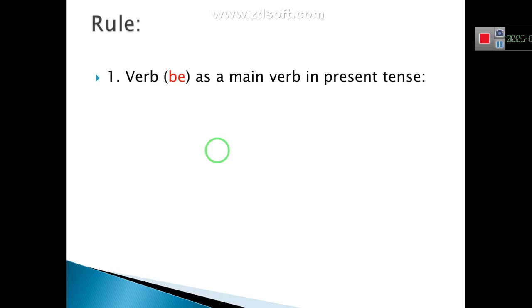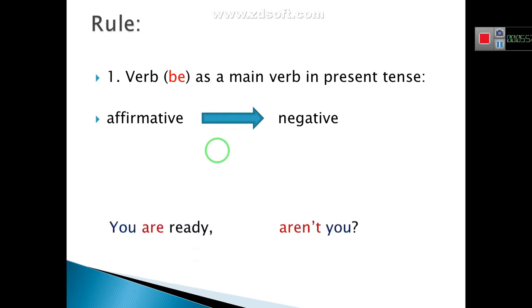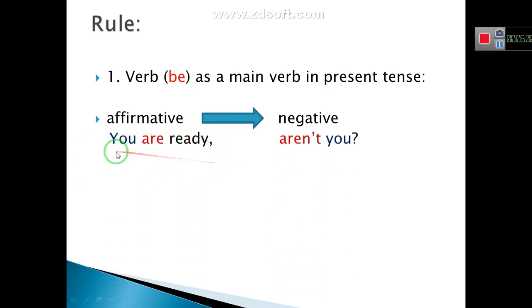Okay, guys, the rule of the question tag. Verb be as a main verb in the present tense. Then we are gonna talk about verb be as a main verb in past tense. Okay, if I have a statement, you are ready. It is positive, it is affirmative. I have the subject, then I have verb be. When I'm gonna write the question tag, I have to use verb be at the beginning: are. But the sentence is positive, so I'm gonna change it to negative: aren't. And I'm gonna repeat the subject.